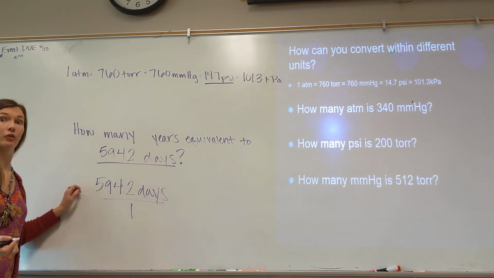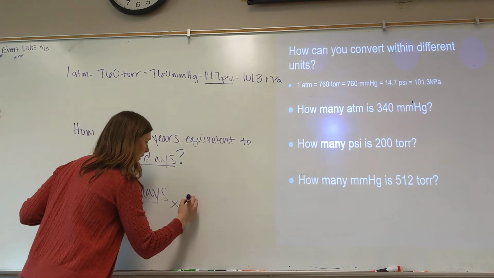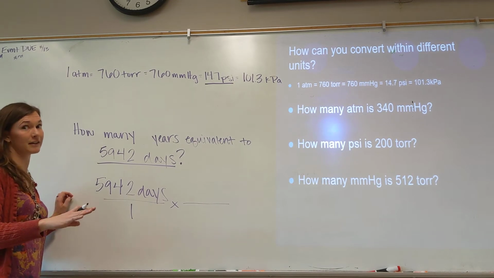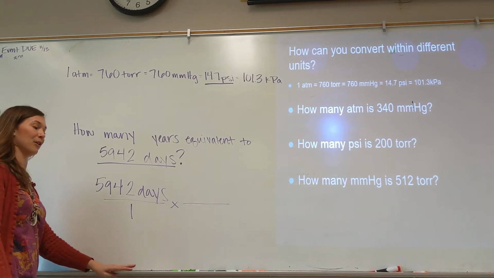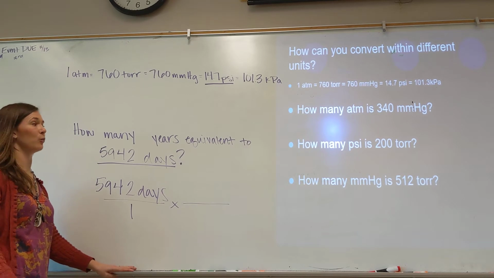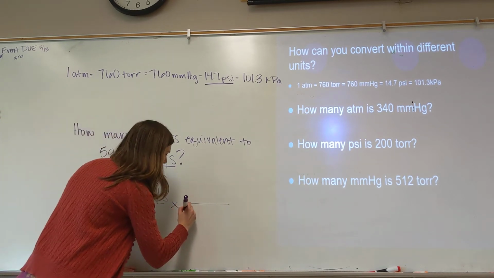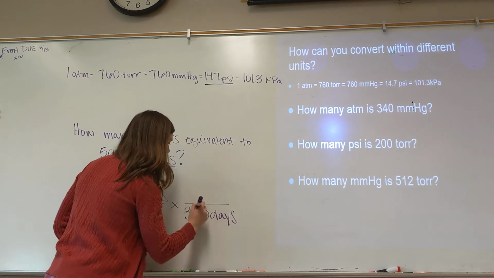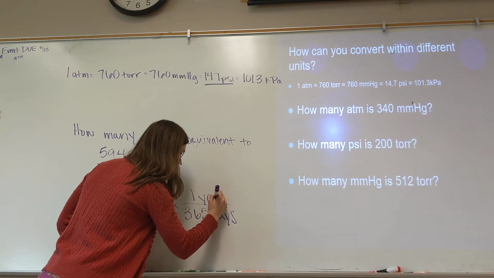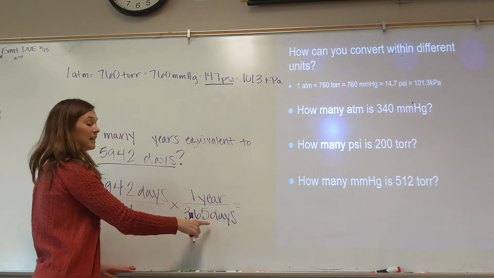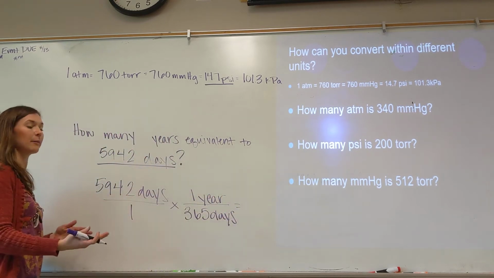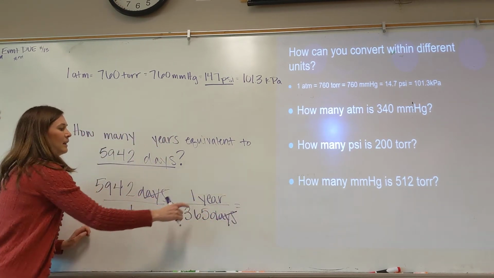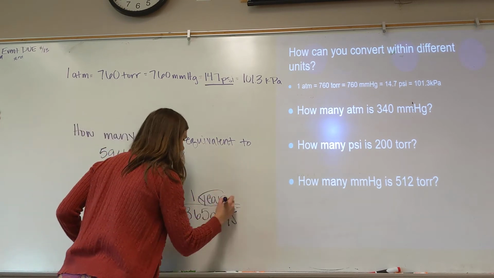So I'm going to put my given over 1. I'm going to multiply by a conversion factor. Hopefully we know what our conversion factor is. If you don't, there are 365 days in 1 year. So I'm going to put 365 days over 1 year, with days on the bottom. The reason that I'm putting days on the bottom is so that days cancel. Years will be what I am left with.